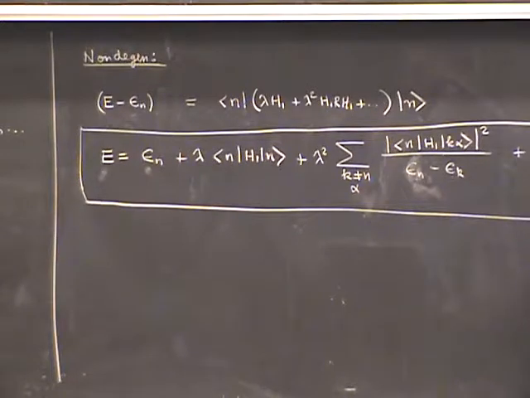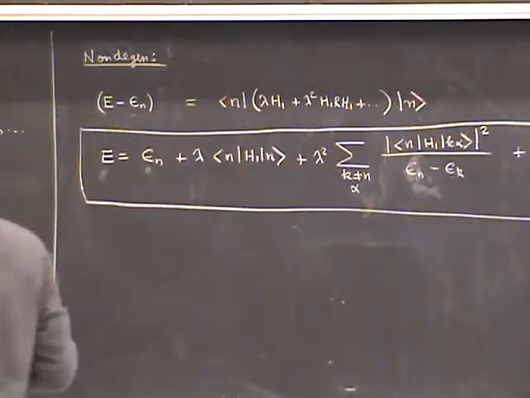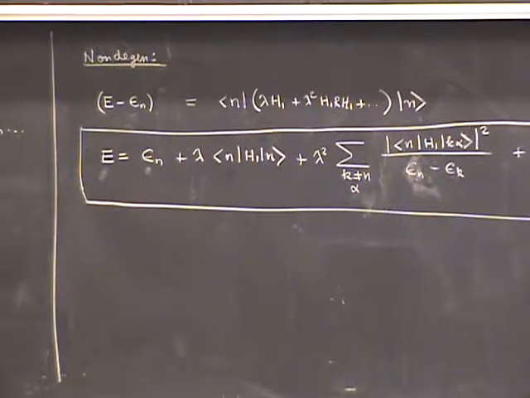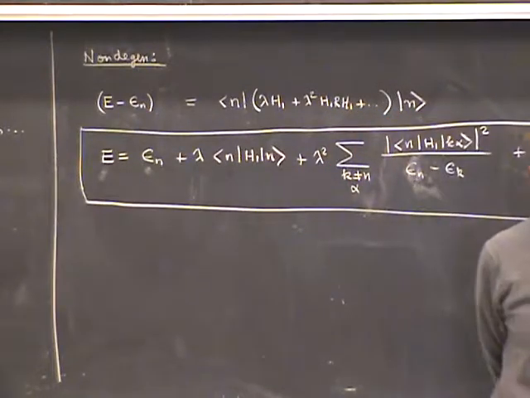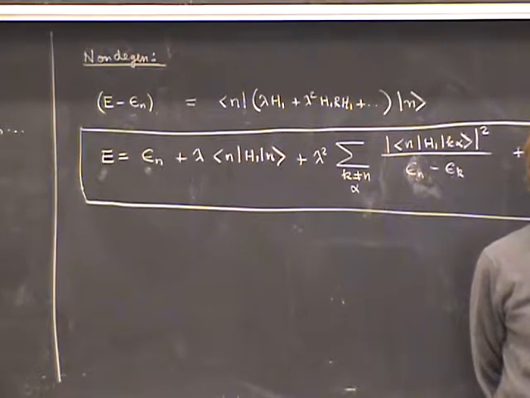All right? Yes? Earlier you mentioned that the series representing the wave function could be diverging. Yes. But is the series representing the energy always converging? No, in general it doesn't converge either. So then how do we claim that we have a correction if it's not converging?